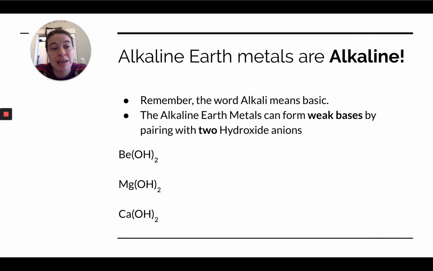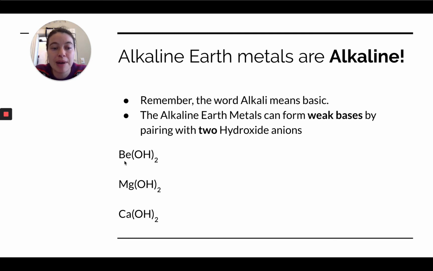Now, the alkaline earth metals have a charge of +2, but hydroxide anions, that negatively charged ion that makes something basic, only have a charge of -1. So if you want to make a base out of the alkaline earth metals, you are going to have 2 hydroxide anions to balance out the 2 positive charges from the alkaline earth metal. That means that the formulas for these weak bases are written like this.